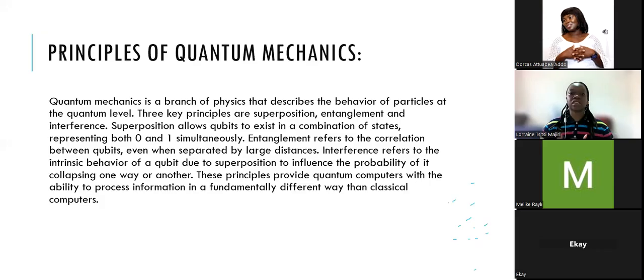Quantum mechanics is a branch of physics that describes the behavior of particles at the quantum level. So quantum mechanics is a branch of physics. That's why you notice a lot of physicists do have a good knowledge of quantum mechanics, because this is something they have covered.